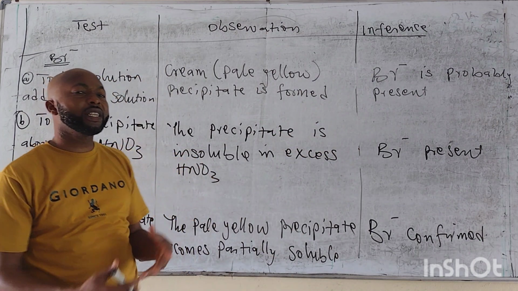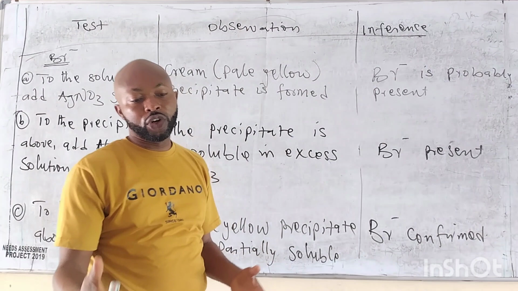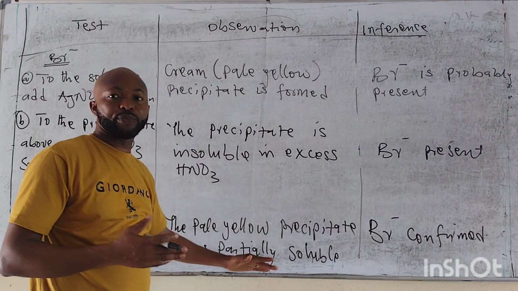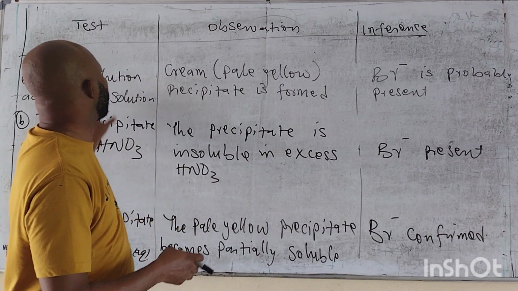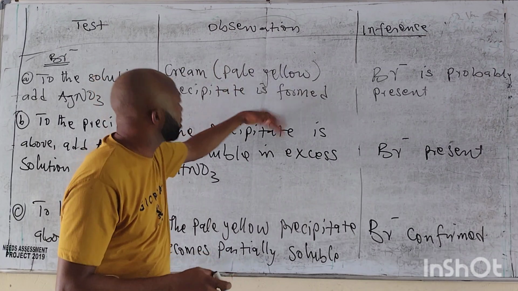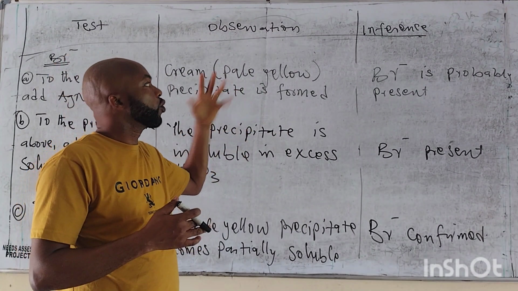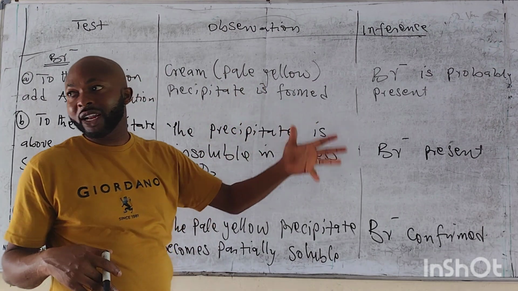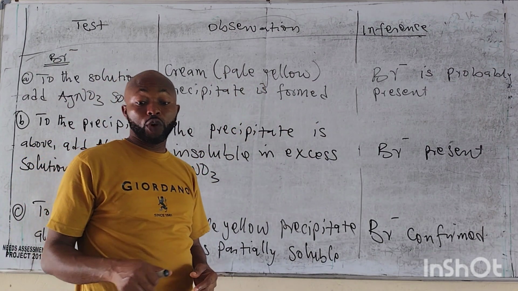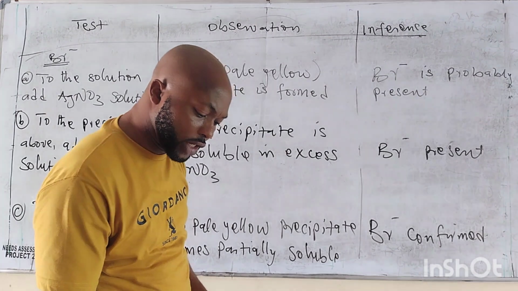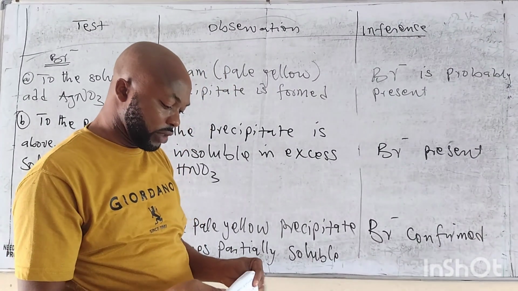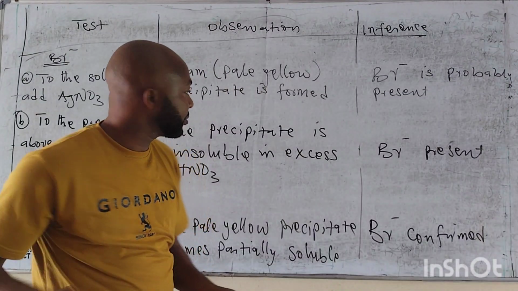So when we are running the practical, since you understand the basic principles, when you have a white or cream yellow precipitate, you now know what to write as your observation and what to write as your inference. And by so doing, you will know exactly what you're looking for. So let's deal with that of iodine and see.